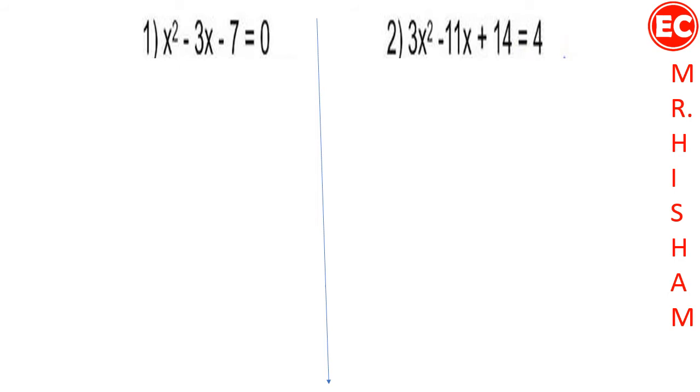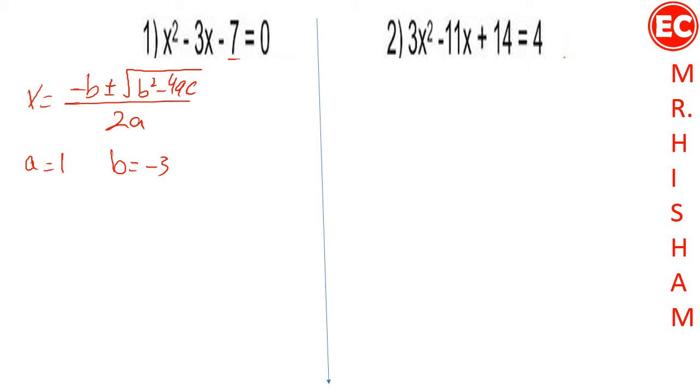Before we solve this equation, I may ask myself, what are the two numbers whose product is negative 7 and whose sum is negative 3? You will not figure it out, so it's better for you to use the quadratic formula. x is equal to negative b plus or minus the root of b squared minus 4ac, divided by 2a. A is 1, b is negative 3, and take care of the sign of each element. Don't write it as 3. And c is negative 7.